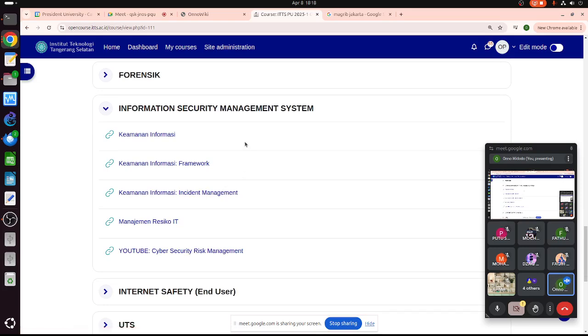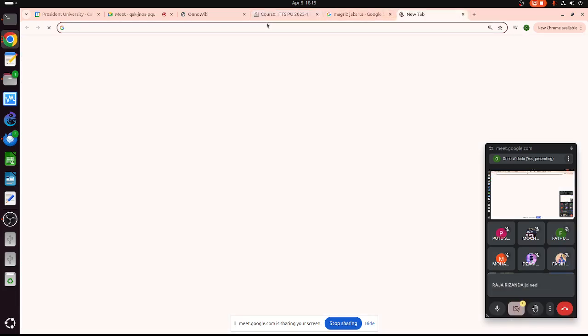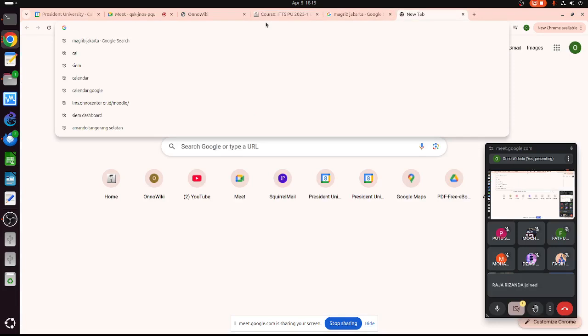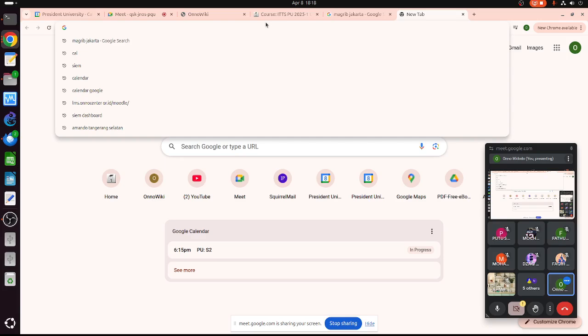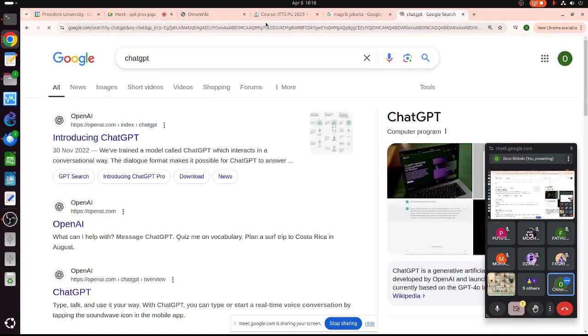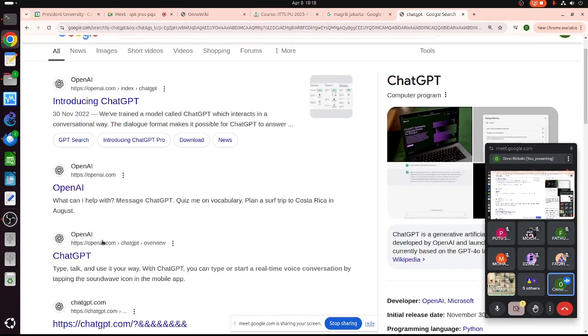Okay, so today we will talk about information security management as well as risk management. So there are 2 things: information security management and risk management. Basically, these 2 is how we can audit the system. We can ask ChatGPT first. Where is it?